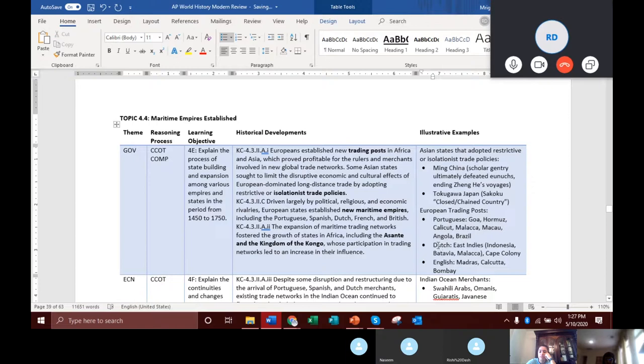Portuguese. The Dutch have the East Indies, which is Indonesia, Batavia, and Malacca. And then we have Cape Colony. And then we have the English, who are looking at Madras, Calcutta.